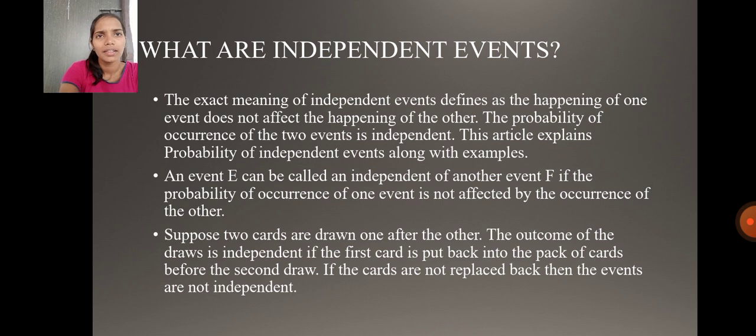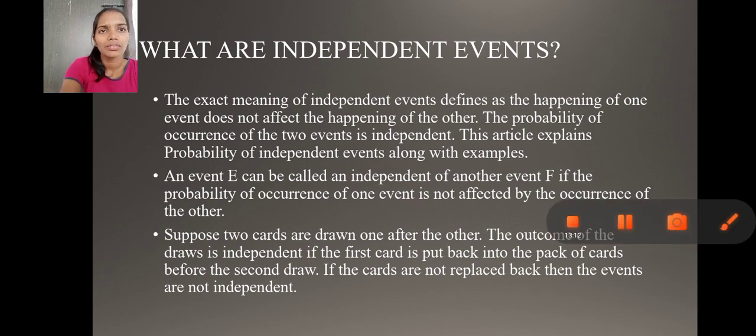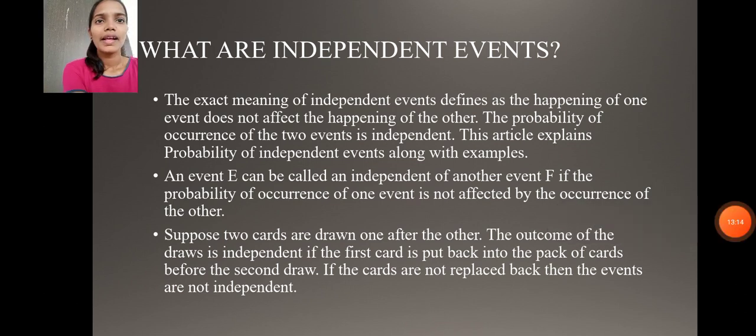What are independent events? The exact meaning of independent events is defined as: the happening of one event does not affect the happening of the other. The probability of occurrence of the two events is independent. This article explains probability of independent events along with examples. An event E can be called independent of another event F if the probability of occurrence of one event is not affected by the occurrence of the other.